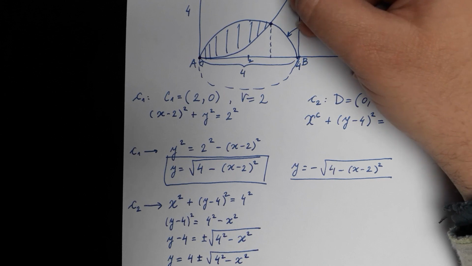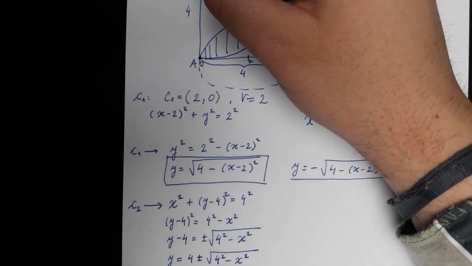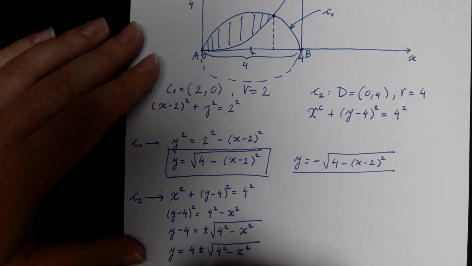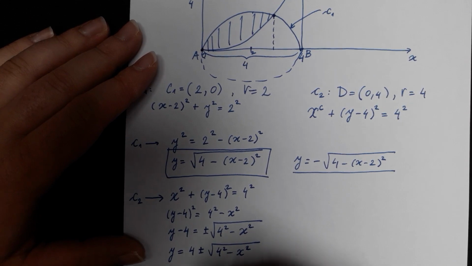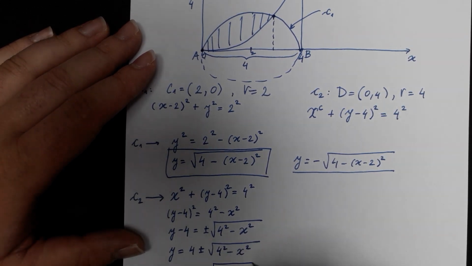Now, when we look at the center of this circle C2, which is at point D, we see that we are dealing with the lower half of that circle, lower half according to its y-axis. Well, that basically means that we are dealing with the part which has an equation of y is equal to 4 minus the square root of 4 squared minus x squared.